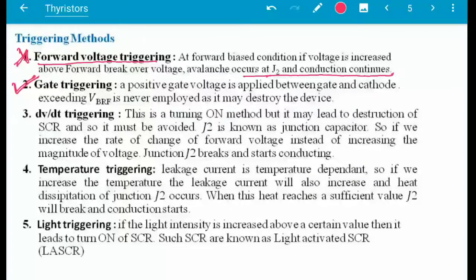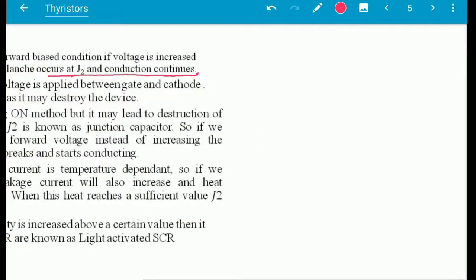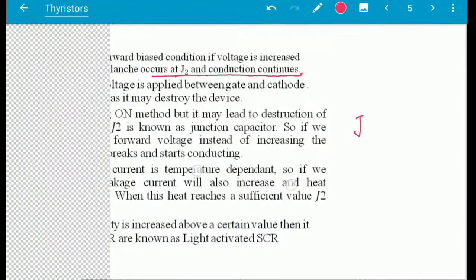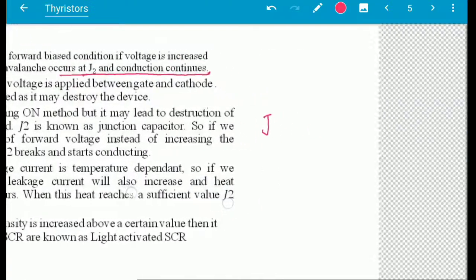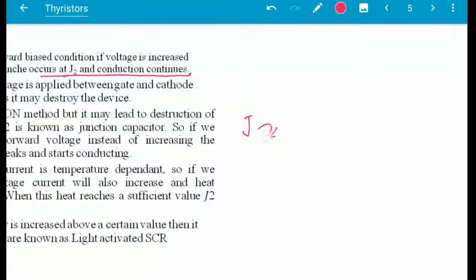The third one is dV by dt triggering. So what is dV by dt triggering? This is a turn on method, but it may lead to destruction of the SCR, and so it must be avoided. And why dV by dt? I can explain here. In dV by dt triggering, J2 is in forward biased condition. J2 acts as a capacitor called a junction capacitor.